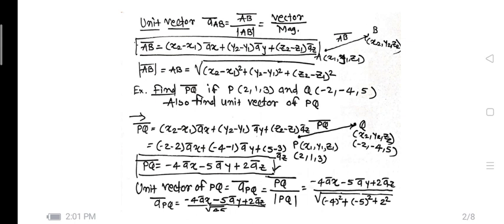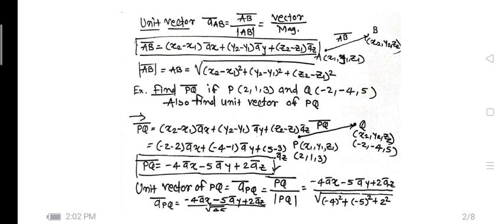So here is one of the examples to solve. Find PQ bar if point P is given as 2, 1, 3 and point Q is minus 2, minus 4 and 5. So these 2 points are mentioned in a Cartesian coordinate system. So to find this unit vector, we need to find out the vector first. So PQ bar is equal to x2 minus x1 a bar x plus y2 minus y1 a bar y plus z2 minus z1 a bar z. This is the definition of vector, right?